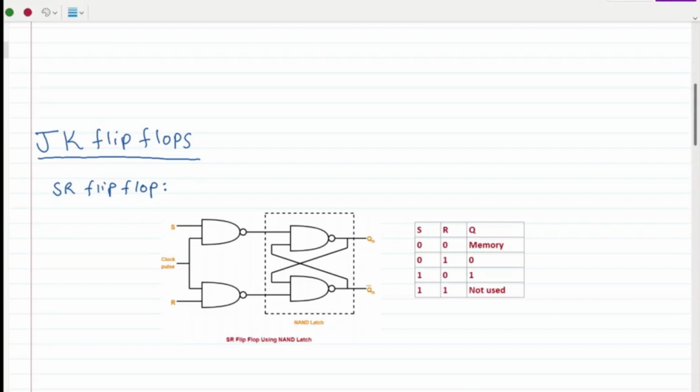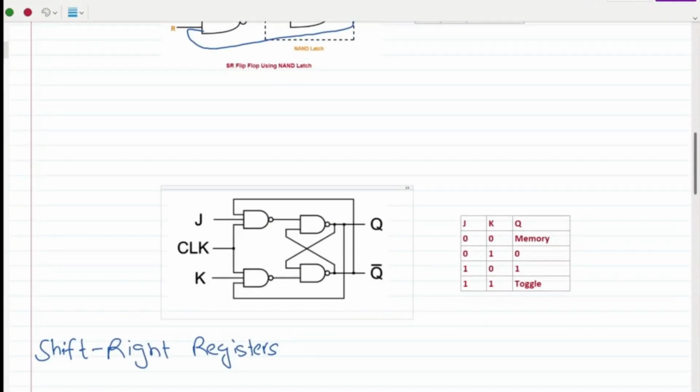The table here shows the truth table of the SR flip-flop on the right, and it does not work in this state. But to convert the SR flip-flop to a JK flip-flop, we just need to make two connections. One of these is this, and the other one is connecting the NOT of Q to this. And that will give us the JK flip-flop.